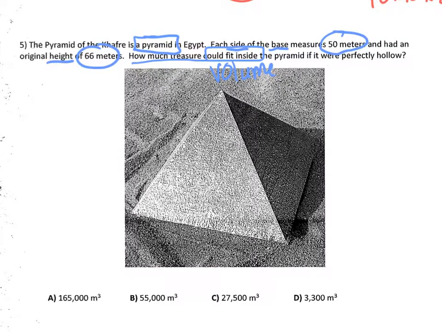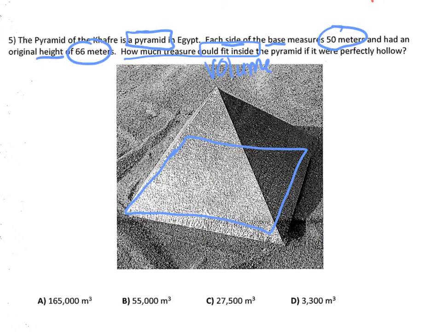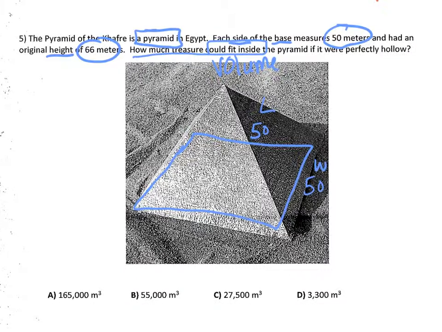Okay, so it's a pyramid. Each side of the base. So what's the base? What shape is it? Square. Kind of hard to see. But each side measures 50 meters. So that means my length and my width are going to be 50. They're all the same. Okay, and original height of 66.